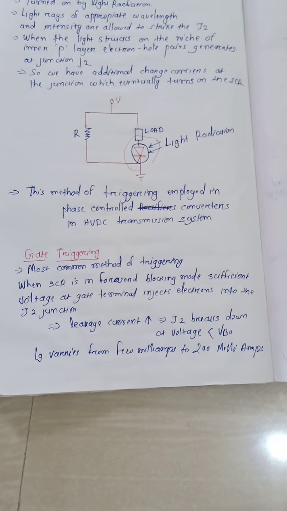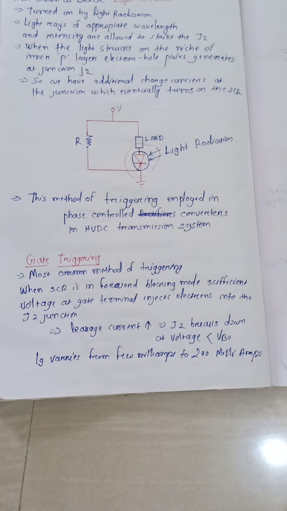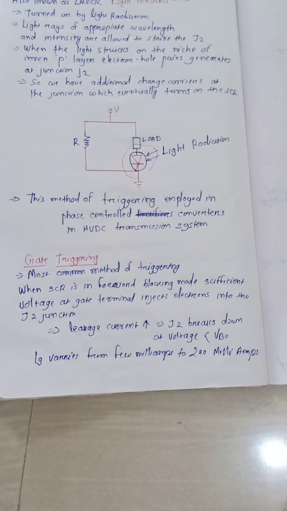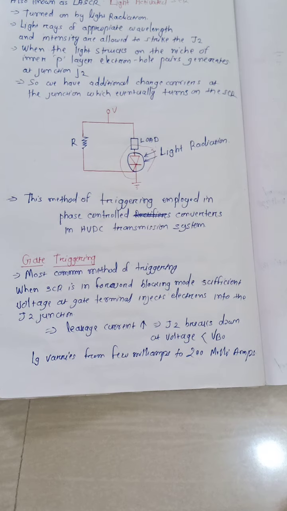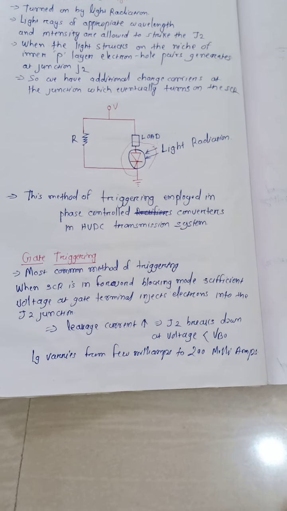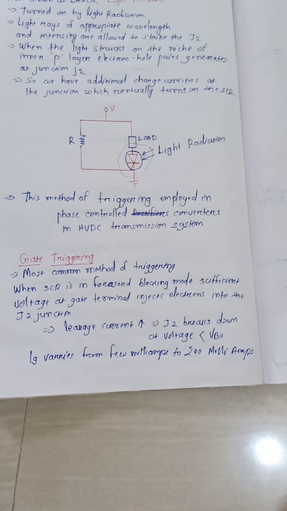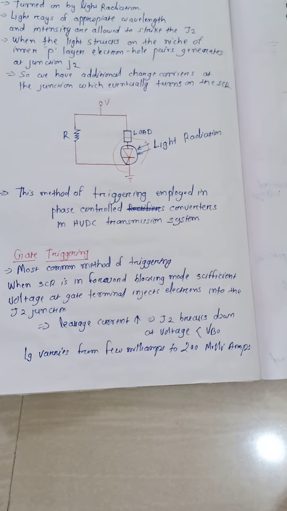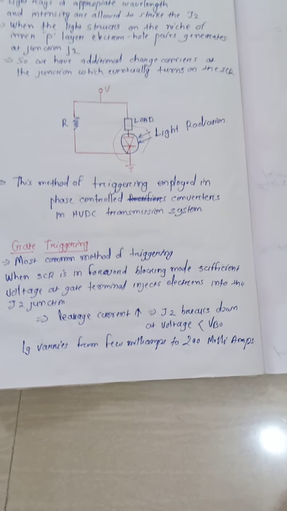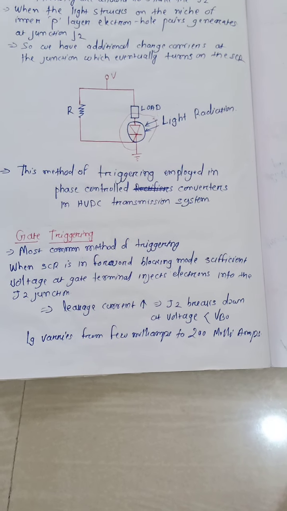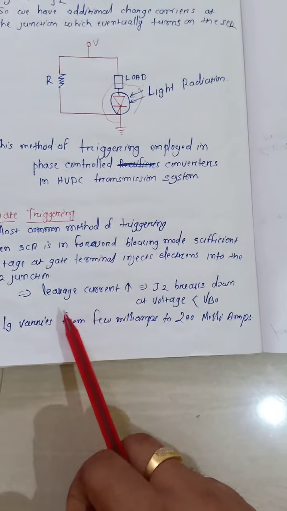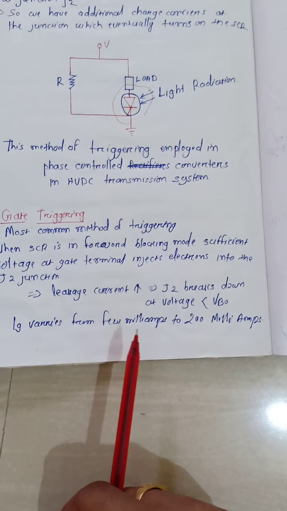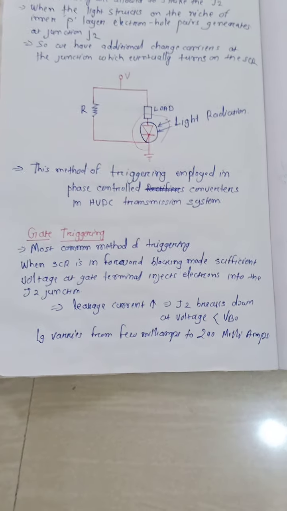You have to do nothing else. We just connect a voltage source at the gate terminal, and this will inject some electrons into the J2 junction. So our leakage current will increase and the J2 junction depletion layer will break down even before the forward breakover voltage. This gate current Ig varies from a few milliamperes to 200 milliamperes, which is standard.